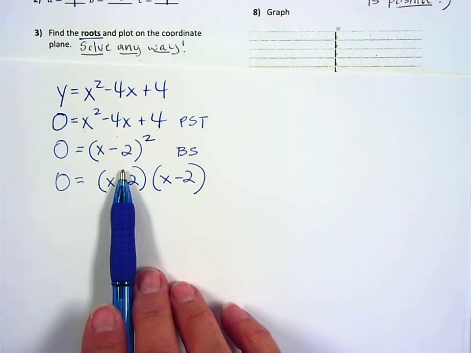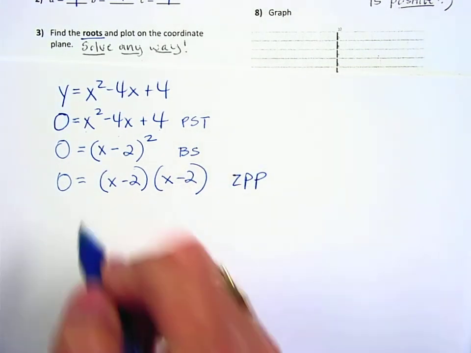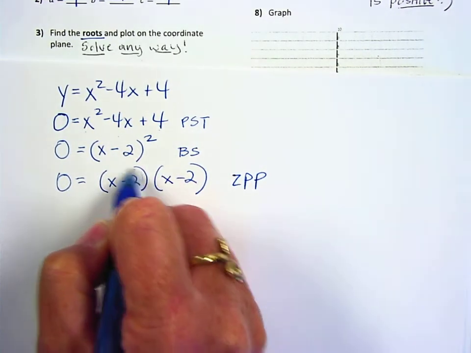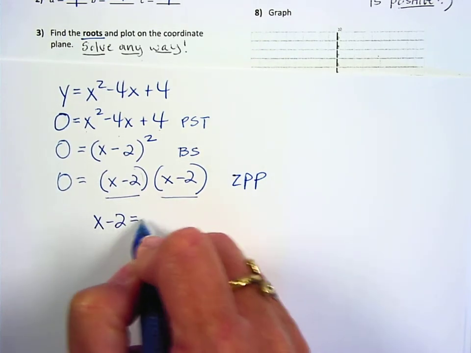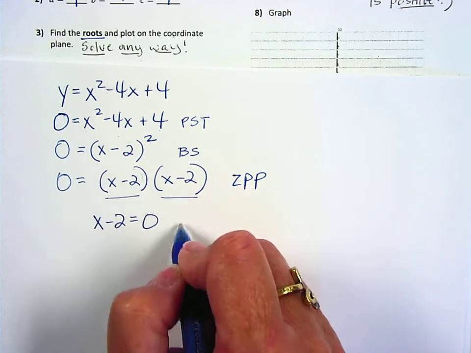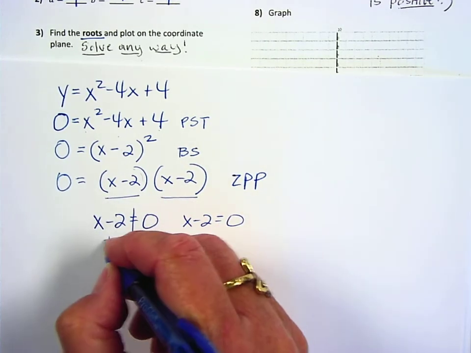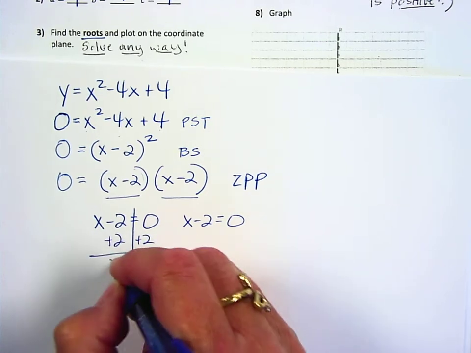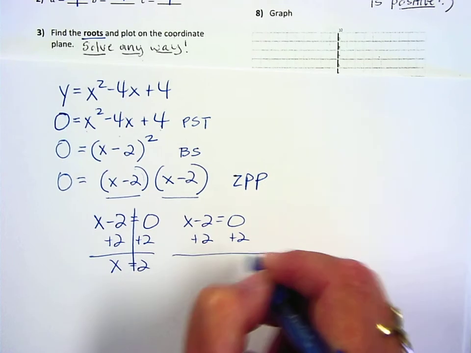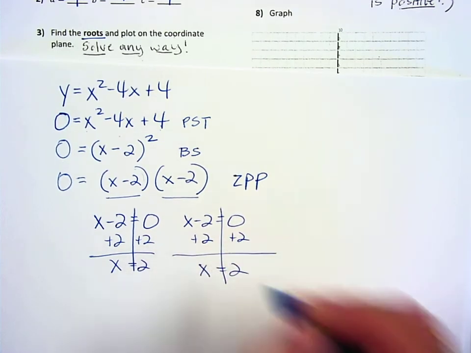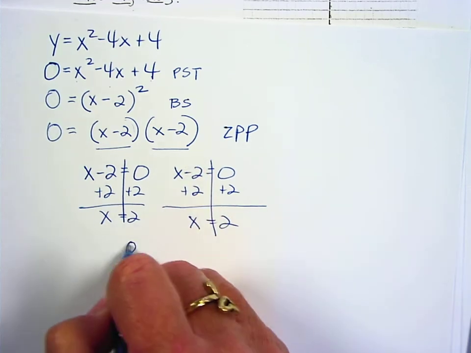And the way we're going to solve is to use the zero product property. So I set each factor containing a variable equal to 0. Here's one factor containing a variable and here's another. If I isolate my variable, x is going to equal 2 here, and x is going to equal 2 here as well. All that means is these two roots are the same, so we have one solution.